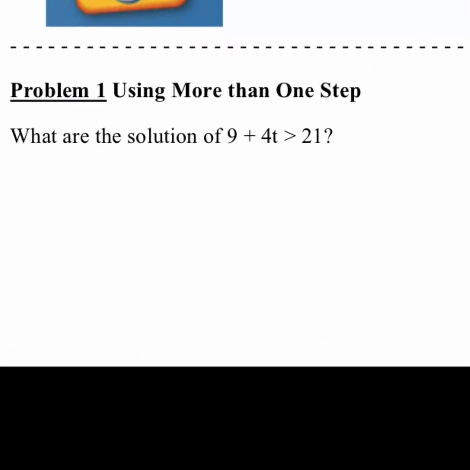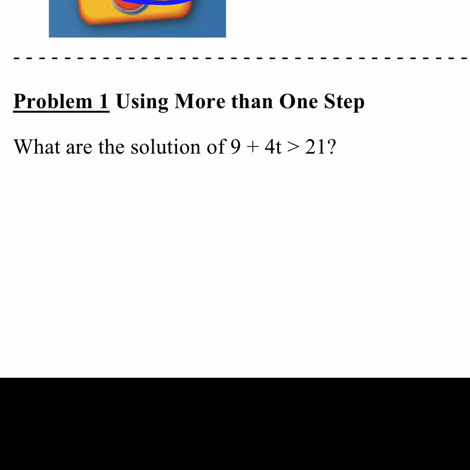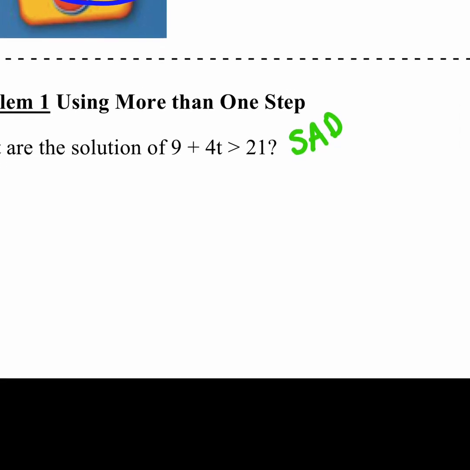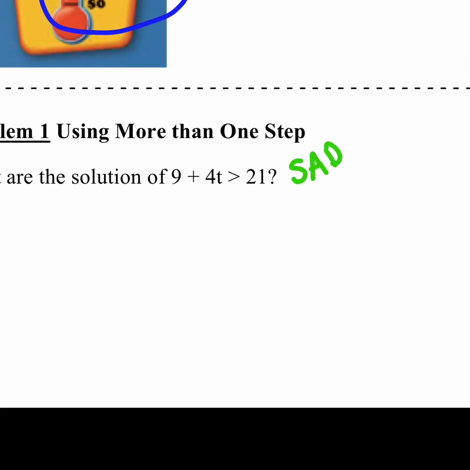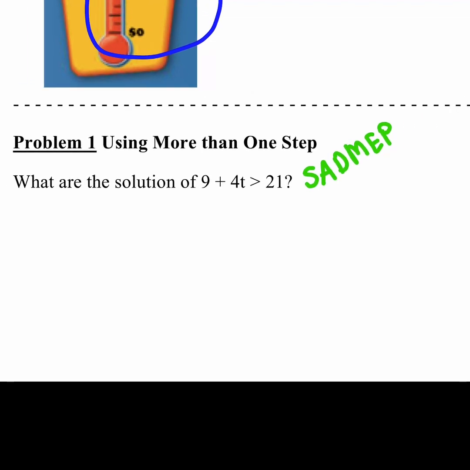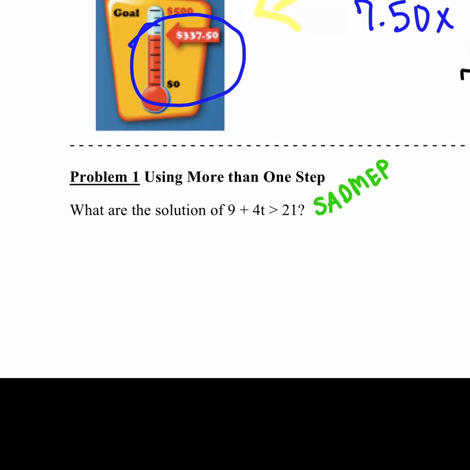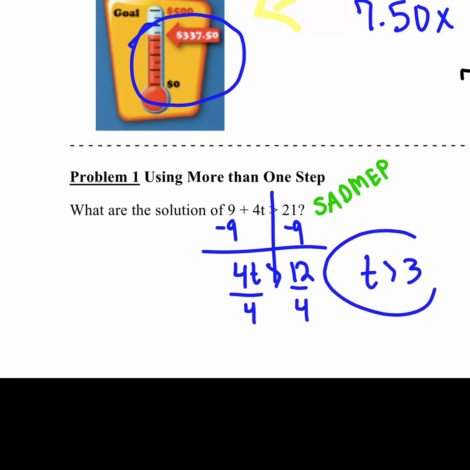Okay, so moving on to more solving of inequalities. You're going to follow that same process that we use to solve equations to solve inequalities. The only difference is you must remember that multiplying by a negative or dividing by a negative flips the sign. So first step, get rid of that 9. 4t is greater than 12. Divide by 4. T is greater than 3. And we won't graph these.